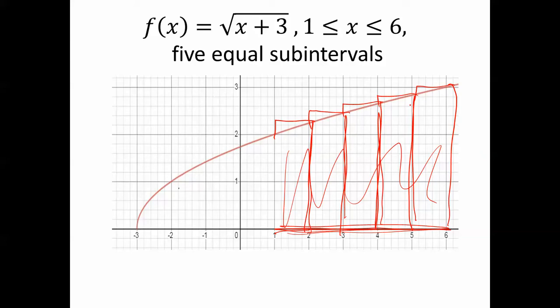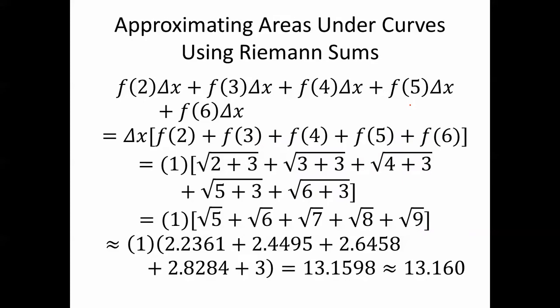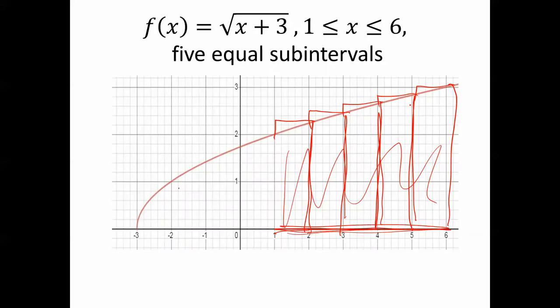Okay, there we are. So let's approximate these areas using Riemann sums. As before, the height of this rectangle is going to be the y-coordinate at this point. Since the x-coordinate is 2, the y-coordinate is going to be f(2). So the height is f(2), and the width is delta x. Now in this case, delta x is 1. It's not a half like it was earlier. So the area of this rectangle is going to be f(2) times delta x.